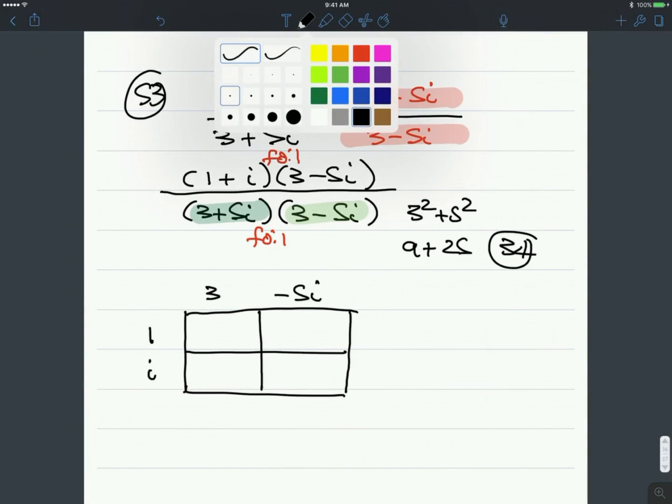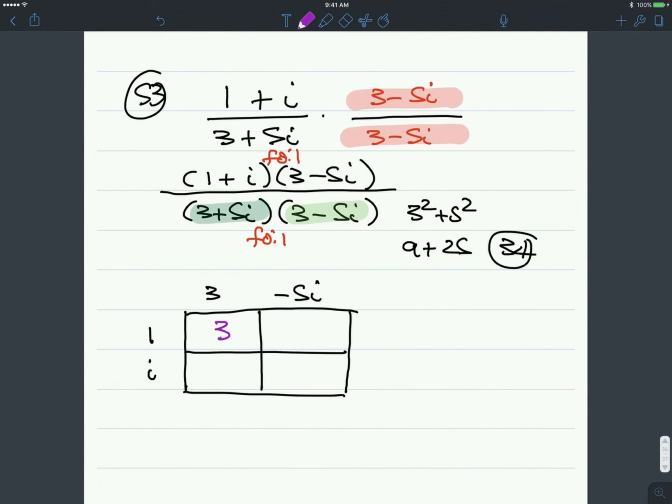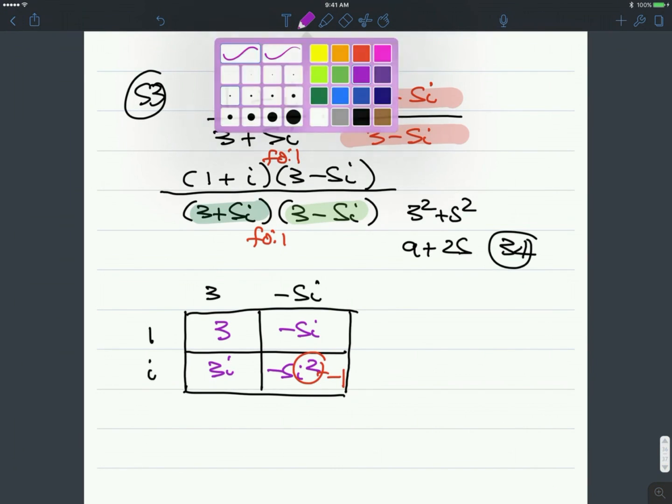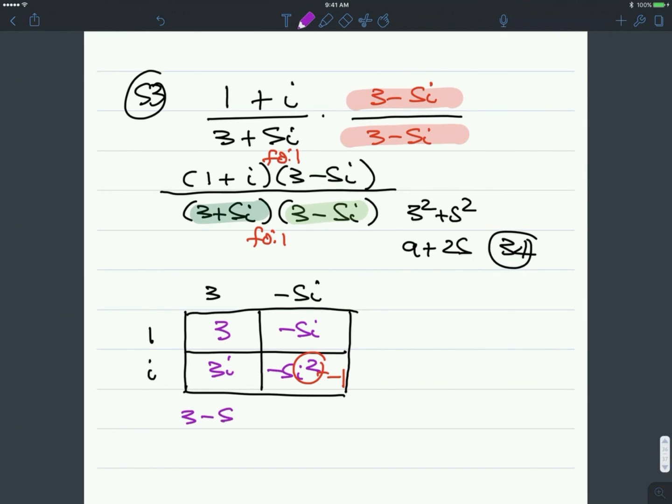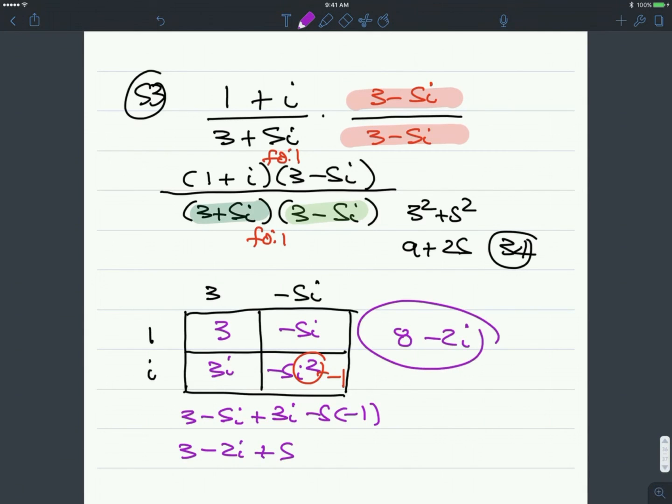Let's enter the information in our boxes. 1 times 3 is 3. 1 times negative 5i is negative 5i. i times 3 is 3i. i times negative 5i, negative 5i squared. Replace your i squared with negative 1. We end up with 3 minus 5i plus 3i minus 5 times negative 1, which is 3 minus 2i plus 5, or 8 minus 2i. This goes in my numerator.